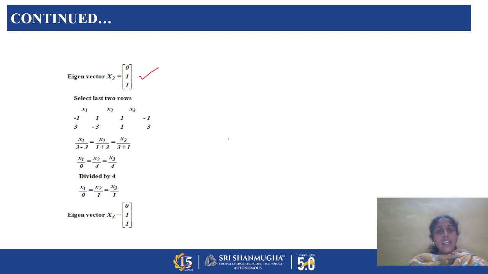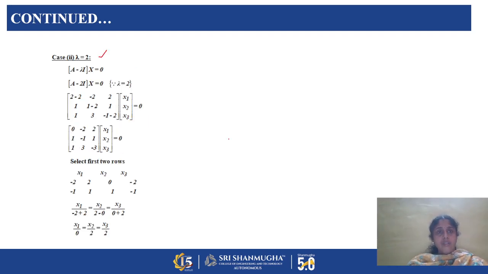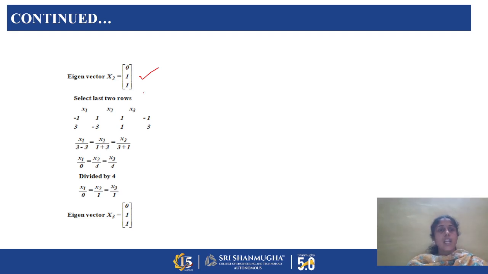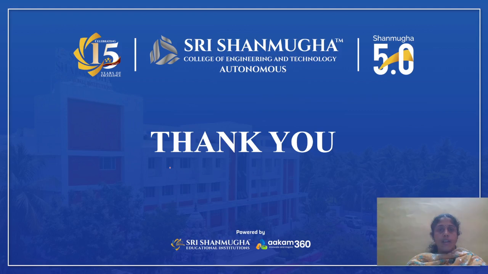The third eigenvalue is also lambda equal to 2. So there is nothing we have to do except use the same equation with lambda, and we will get the same matrix here. When you choose the first two rows for one eigenvector, for finding the next eigenvector you choose the last two rows. When I choose the last two rows, I get x1 divided by 3 minus 3, x2 divided by 1 plus 3, and x3 divided by 3 plus 1. So I get x3 as 0, 1, 1. So this is how we find the eigenvalues and eigenvectors of a non-symmetric matrix with repeated eigenvalues. Thank you.